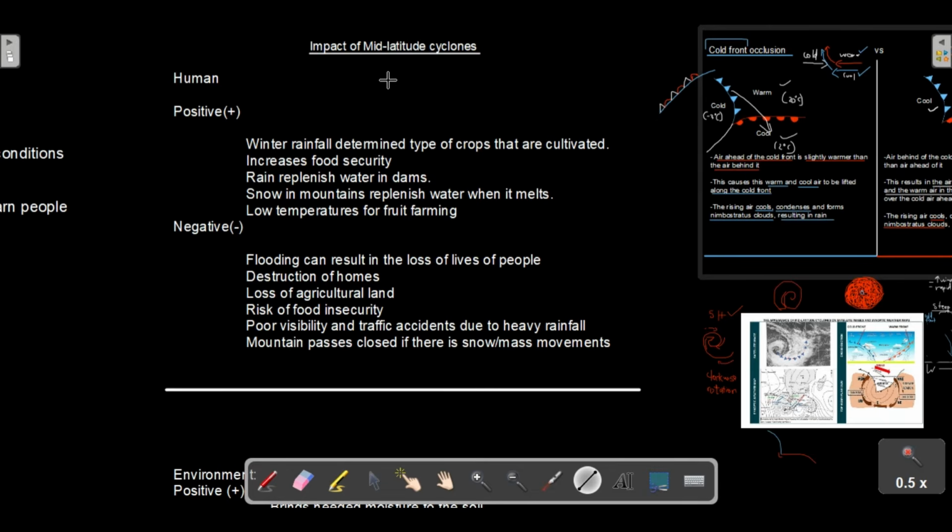Right, let's look at some of the positive human impacts associated with mid-latitude cyclones. We know that these occur in winter, and crops are different. There are winter crops, there are summer crops, and so on. Some crops thrive in winter conditions, some thrive in summer conditions. So this is a win for a farmer who is planting winter crops, or who lives in the areas that mid-latitude cyclones affect the most. Winter rainfall determines the type of crops that are cultivated. So what we are basically saying is that the winter rainfall that comes with a mid-latitude cyclone provides the appropriate conditions for winter crops.